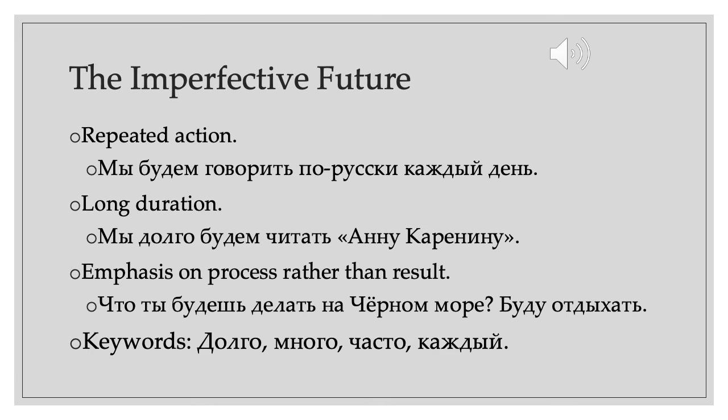So, for instance, Что ты будешь делать на Черном море? Буду отдыхать. What will you be doing when you're at the Black Sea? I will be relaxing. Some keywords that indicate that you might need to use the imperfective are долго, for a long time, много, a lot, часто, frequently, or каждый, every, as in every hour, every day, every week, or whatever.